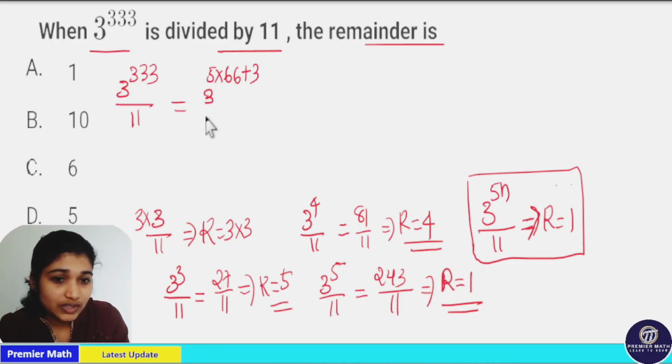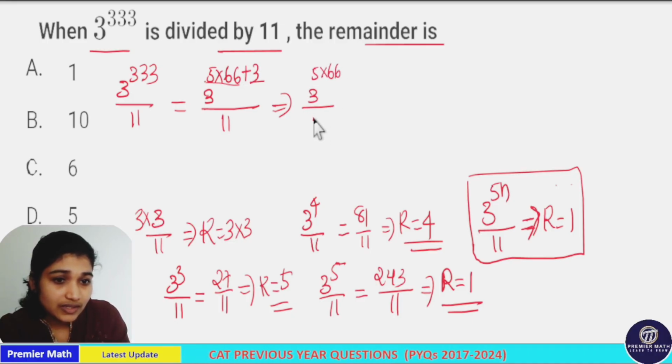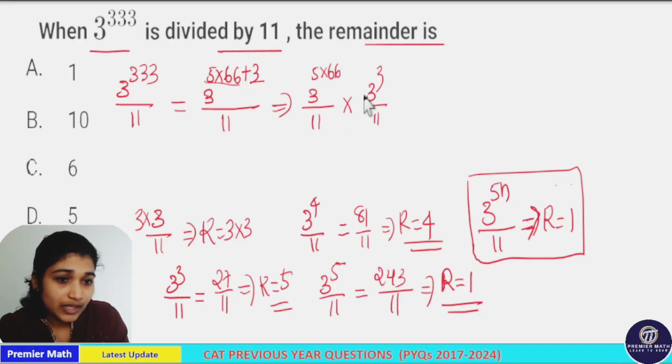So 3 raised to 333 by 11 is in the form of m plus n, so take the left and right terms. So a raised to m into a raised to n is equal to a raised to m plus n. So split it this way: 3 raised to 5 into 66 divided by 11, into 3 cube by 11. So this is like a raised to m into a raised to n is equal to a raised to m plus n.